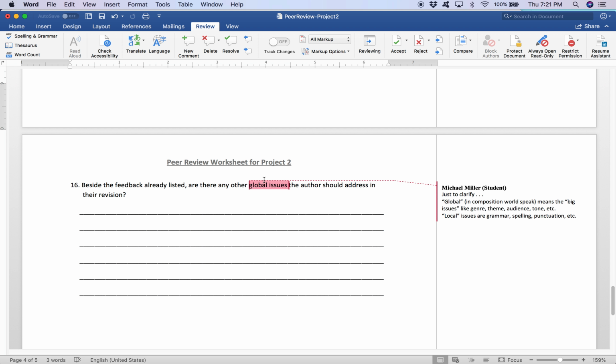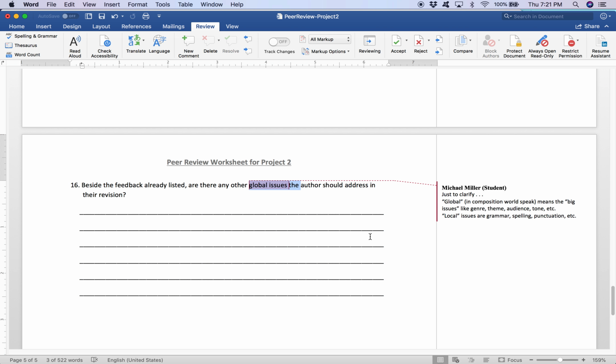The last thing that I wanted to point out, and I get a lot of questions on, is when we talk about global issues. In the composition world, global issues simply means the big ideas, things like genre, theme, audience, tone, those overarching concepts. That is in contrast to what we call local issues. Those are things like grammar, spelling, and punctuation.